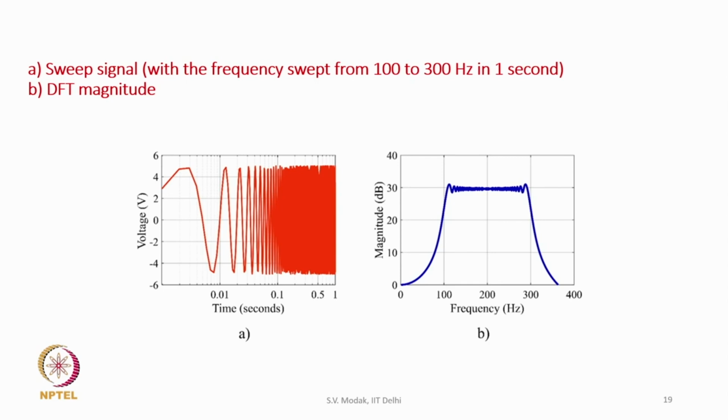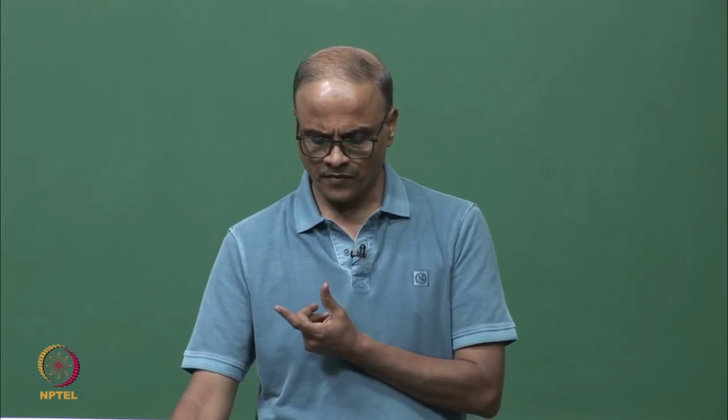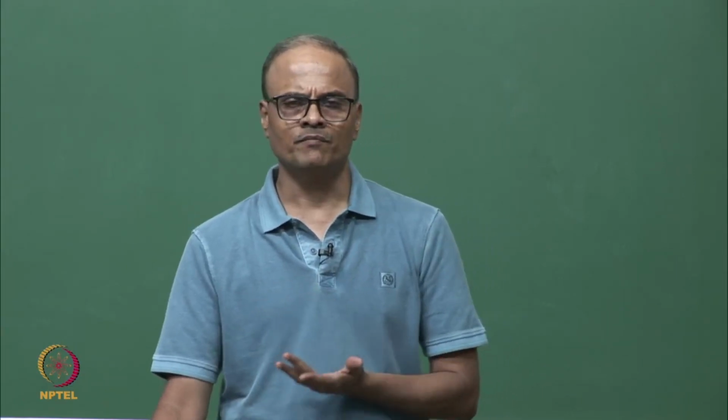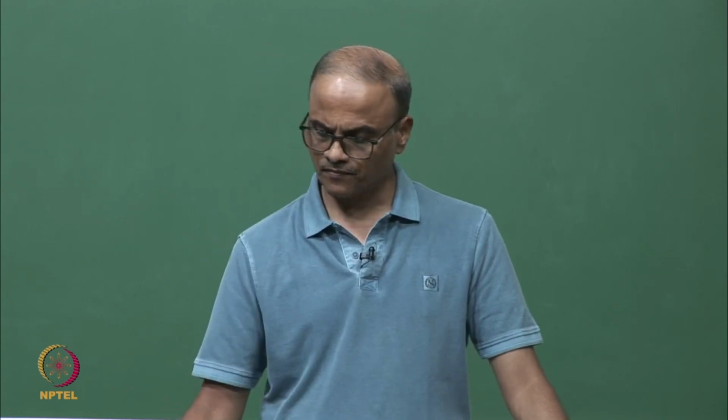On the right hand side we are showing the magnitude of the DFT in dB, and we see that the magnitude of the DFT is predominant over the frequency range 100 to 300 hertz, which means that this sweep signal can be used to excite the structure over a frequency band of 100 to 300 hertz. Outside this band there is also some signal energy present, but that is not significant.